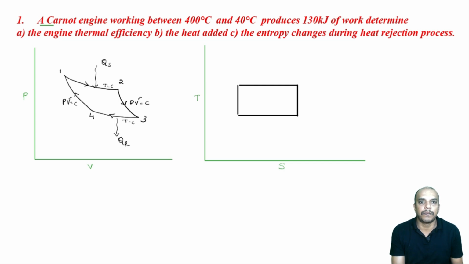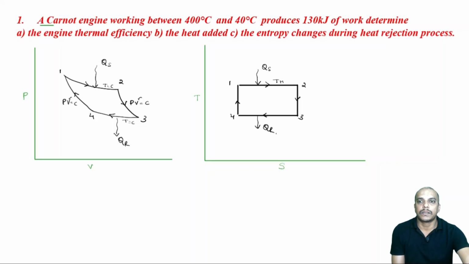So, here it will be 1, 2, 3 and then back to 4. This is our TH, that is the constant higher temperature. This is our heat supply, this is our heat rejection. So, do not worry about these numbers. Different books may start 1, 2, 3, 4 from different places. So, that is okay. Even if you start from here, the answer would be the same.